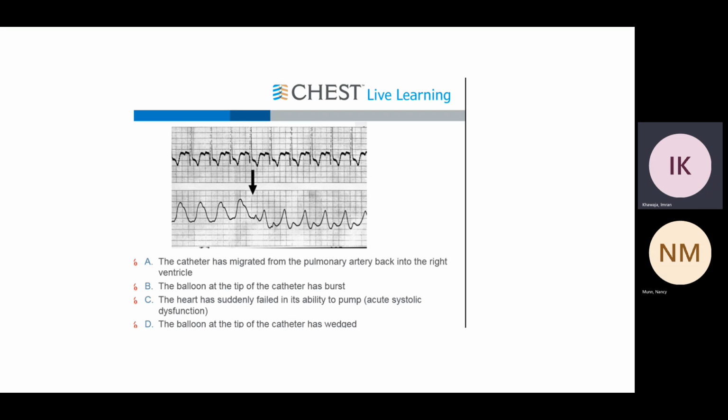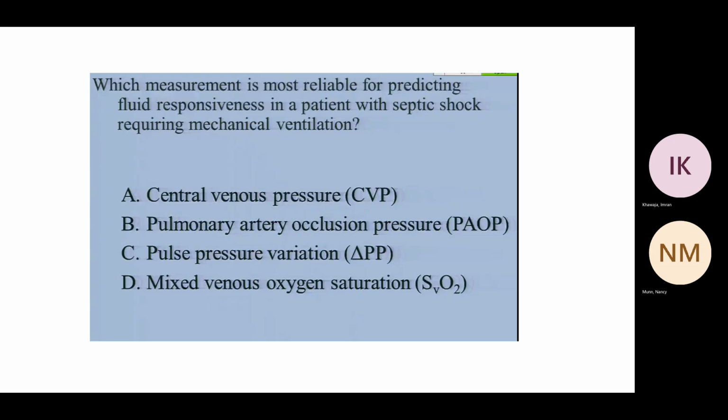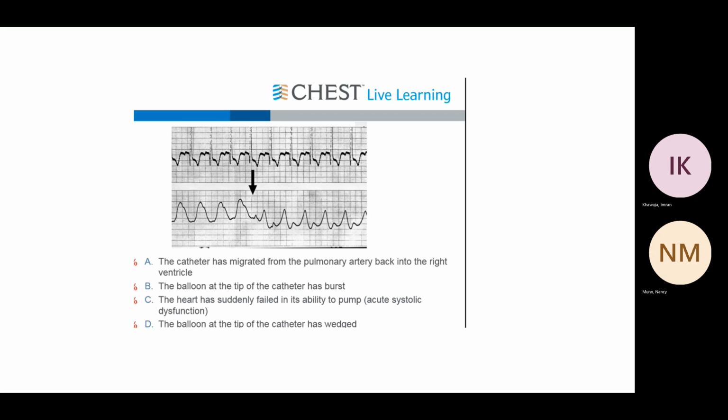This one is the PA. Okay, and this is the PA because you've got the dicrotic notch. This is systolic and this is diastolic. And the next one, I think it's RA. So you're going from the PA to RA.